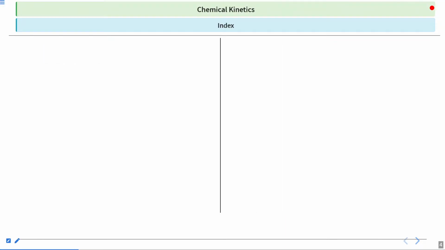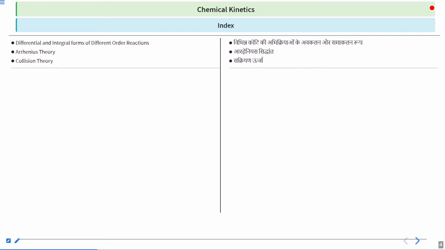So, what are the remaining topics for today's class? We'll start from the differential and integral form of different order reactions. Our remaining orders of reaction are first order and second order. Then we'll move to Arrhenius theory, which tells us about the dependence on temperature, whereas right now we are dealing with the dependence on concentration. And at last we have collision theory, which is based on the collision of molecules. Molecules do react due to the collisions they go through, so we will study that, and there are also other factors besides collision.